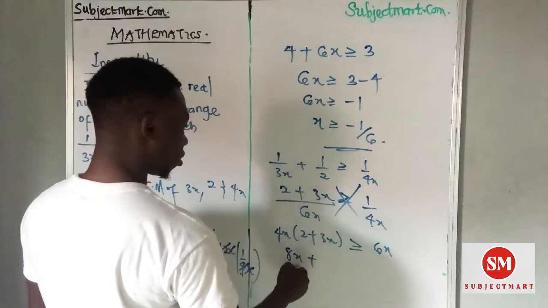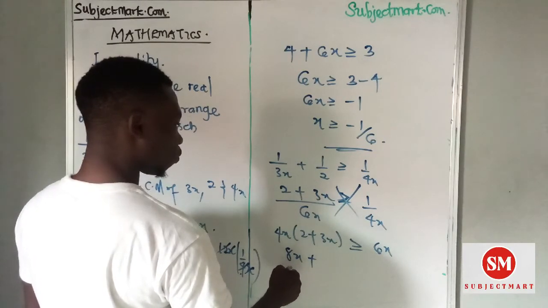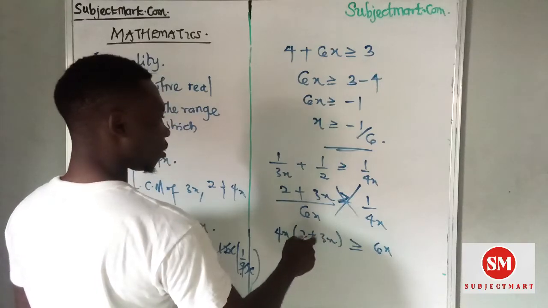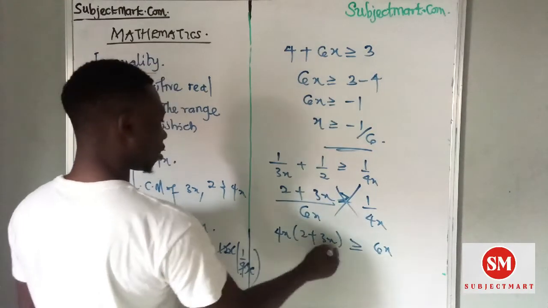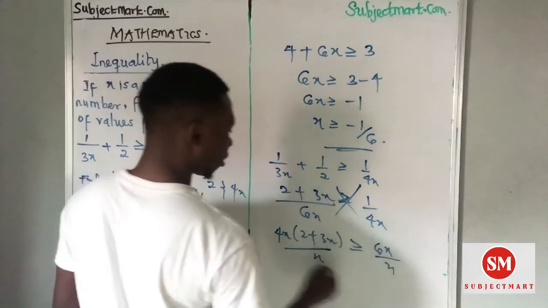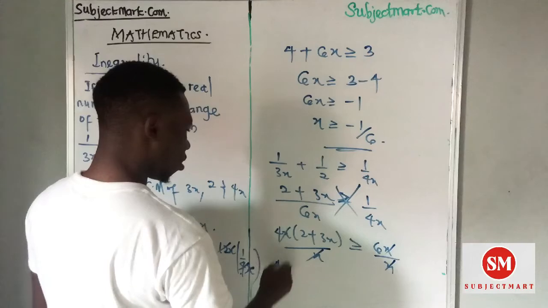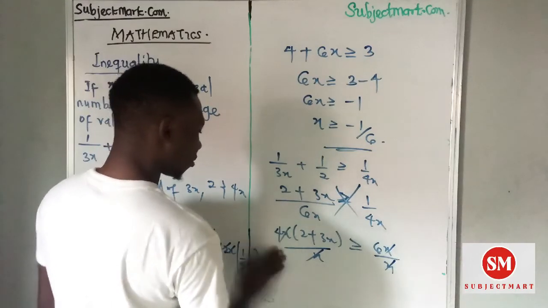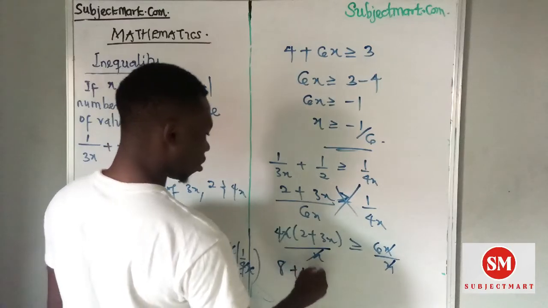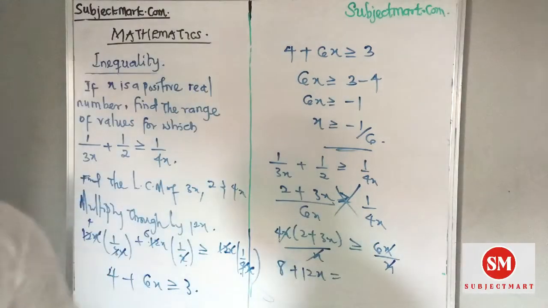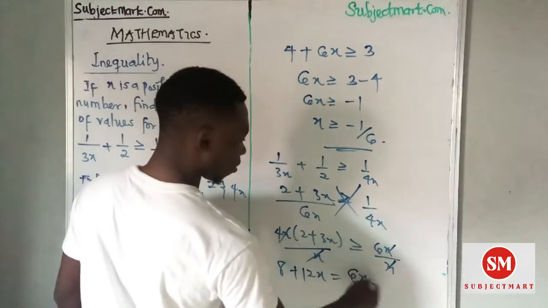8x plus, okay. Let's see to this. At this junction, you can divide both sides by x, such that x cancels x, this cancels this. So what are you left with? 4 times 2, 8. 4 times this, plus 12x is equal to 6x.